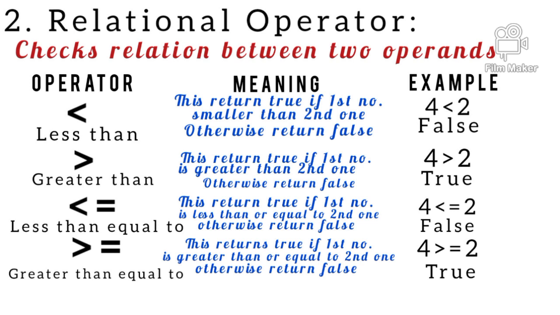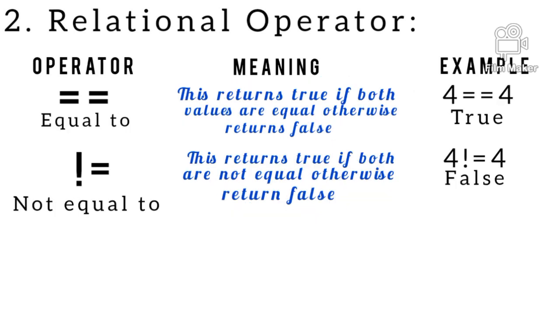So, in relational operator, first one is the less than. This returns true if first number is smaller than second one, otherwise returns false. Second is greater than. This returns true if first number is greater than second one, otherwise returns false. Third is less than or equal to. This returns true if first number is less than or equal to second one, otherwise returns false. Next is greater than or equal to. This returns true if first number is greater than or equal to second one, otherwise returns false.